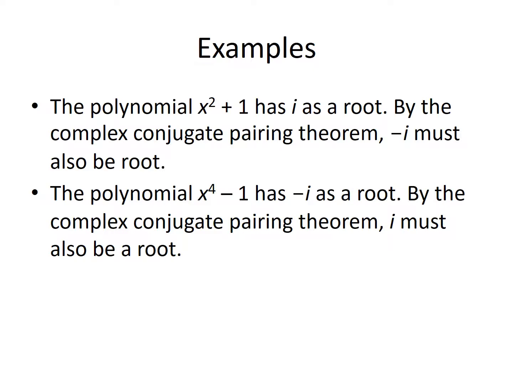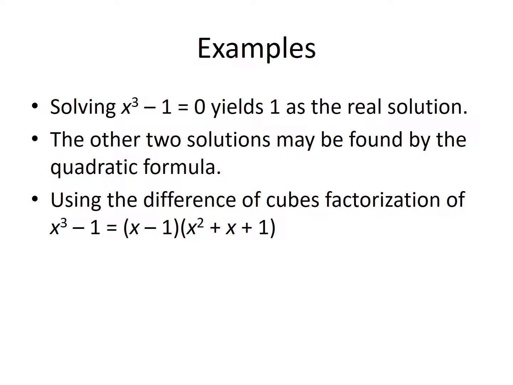The polynomial x to the fourth minus 1 has negative i as a root. By the complex conjugate pairing theorem, positive i must also be a root. If we solve x cubed minus 1 equal to 0, we get 1 as the real solution. The other two solutions may be found by the quadratic formula.